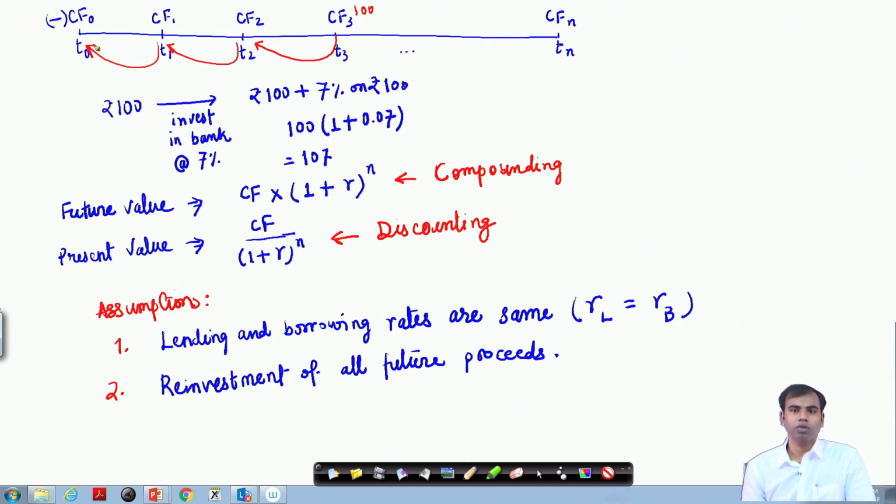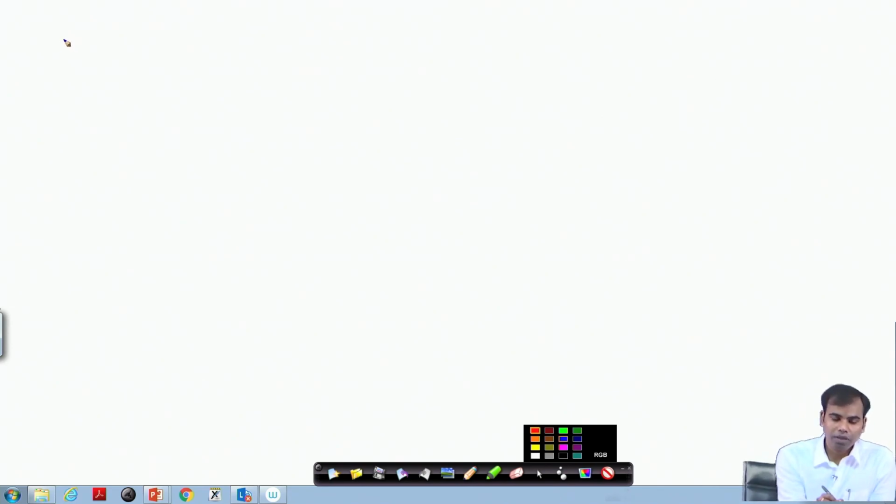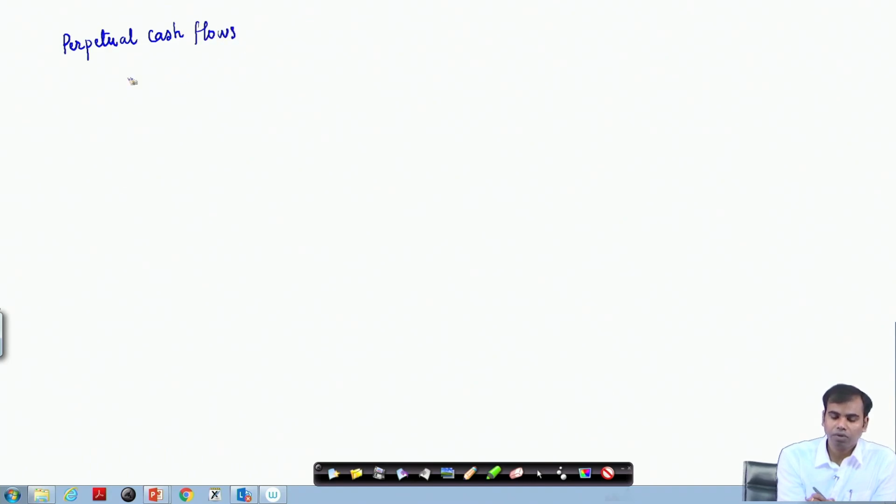Now, let us move on to understand the methods that we are going to use for different financial decisions. To start with, let us say we had discussed earlier that cash flows could be perpetual cash flows, which basically means the cash flows are going to be incurred in future for a perpetual time period. So, basically you have perpetual cash flows and then you have annuity cash flows or annual cash flows.